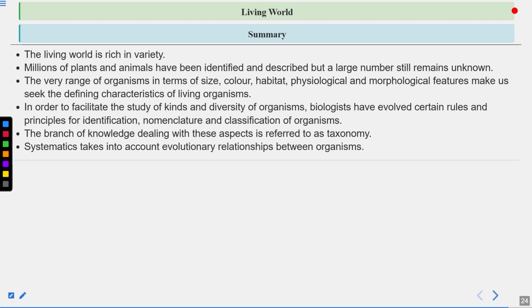Now, systematics takes into account evolutionary relationship also, in addition to the identification, nomenclature, and classification. So, what is systematics? Taxonomy, along with evolutionary relationship between the organisms. So, this is how systematics is different from taxonomy. Systematics also includes the evolutionary relationship between the organisms.